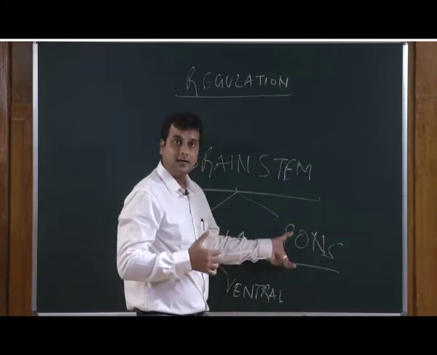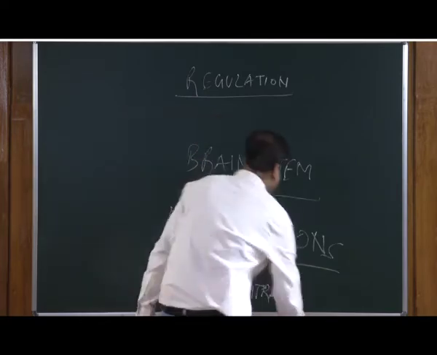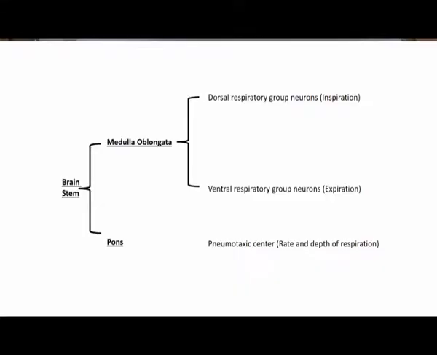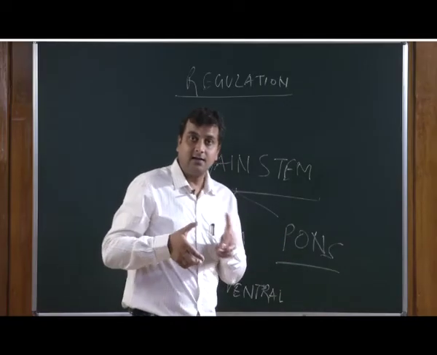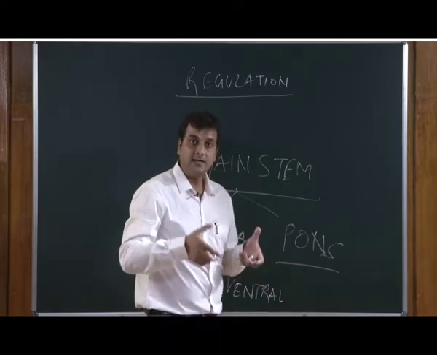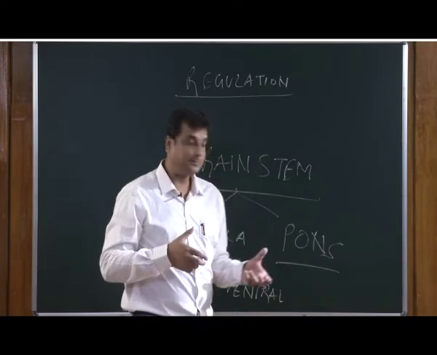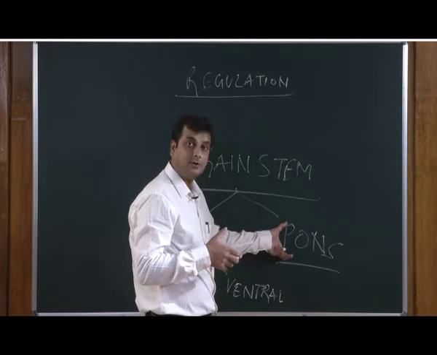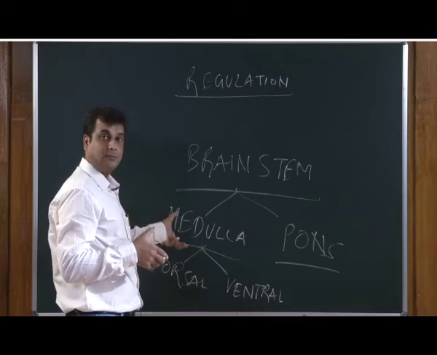Now, pons is very important, and this is called the pneumotaxic center. So, this pons as shown in the slide is called the pneumotaxic center. Actually, the rate and the depth of breathing is controlled by pons. So, pons is controlling the maximum breathing rate and the depth of respiration, the inspiratory and expiratory reserve volume and the other volumes which we discussed in the past classes, and inspiration and expiration are specifically controlled by the medulla oblongata.